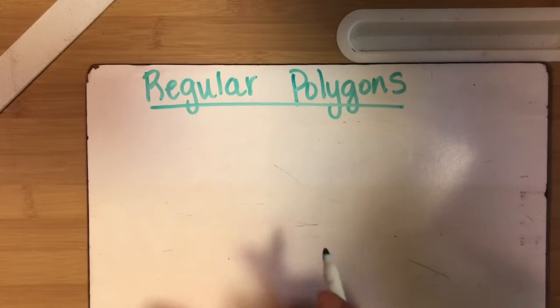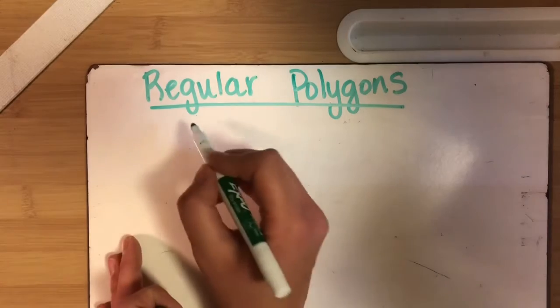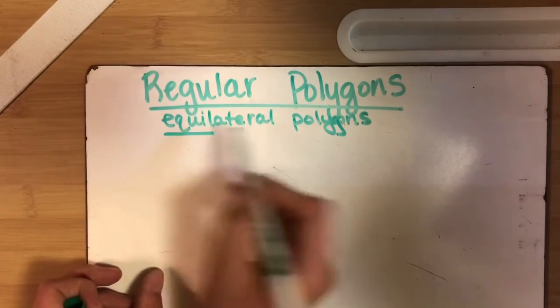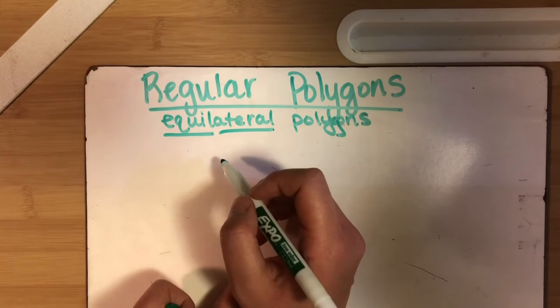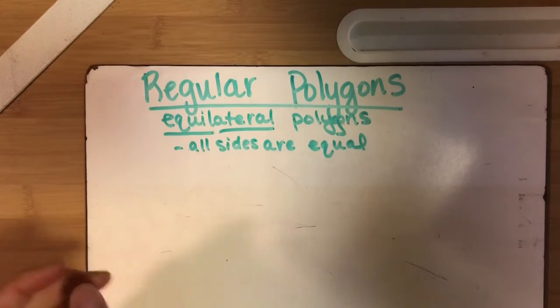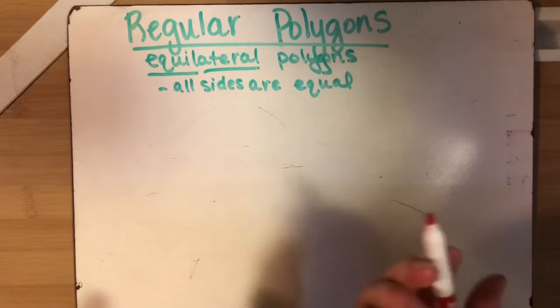The next thing we're going to talk about are regular polygons. So these are equilateral polygons. And if you remember, equilateral, equal means equal, lateral means sides. So they're polygons where each side is equal to each other. So we're going to start off with the smallest one, and that is a 3-sided polygon, and we all know that as a triangle.